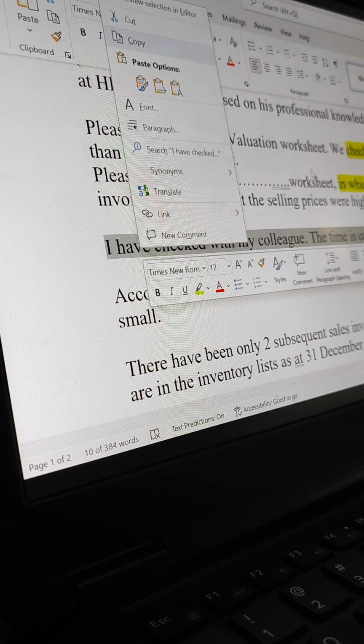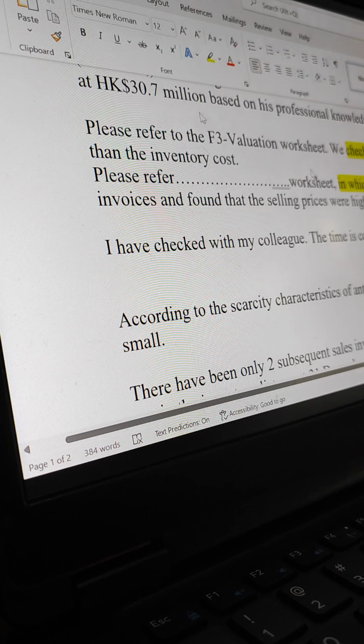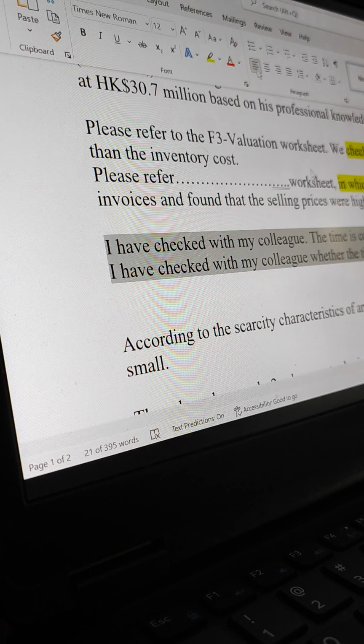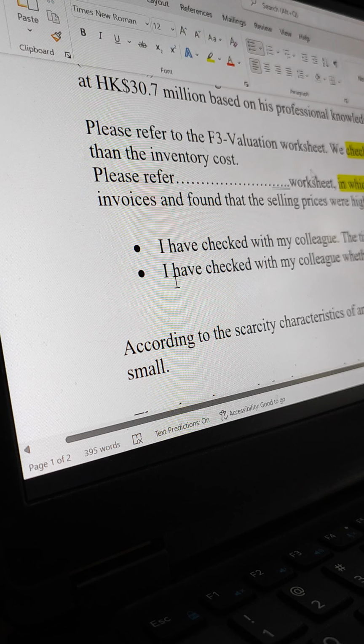Because if you say it like this, the second example here, it doesn't actually say that the time is correct. It just says that you have checked whether the time is correct. It doesn't say the result of checking. But if I say, I have checked with my colleague, and then the time is correct as a separate sentence, then we have checked, and we have the result. But the second one here, we don't have any result.